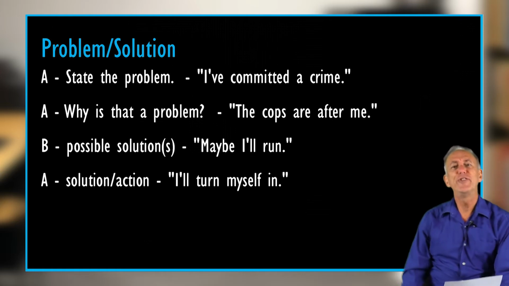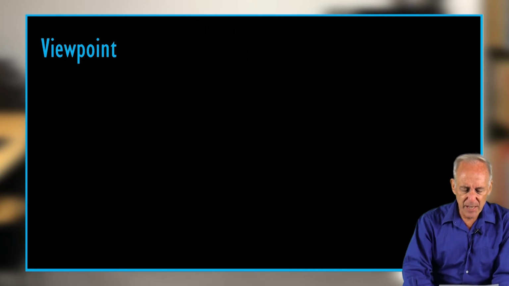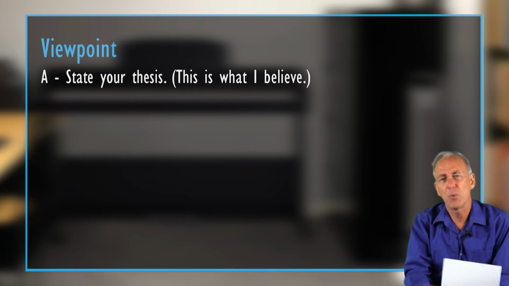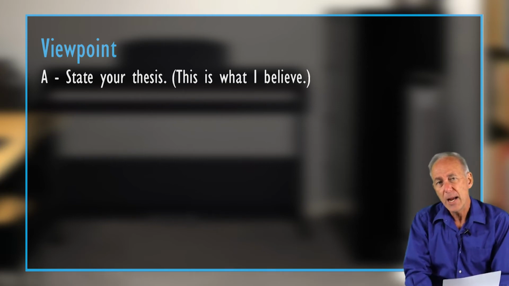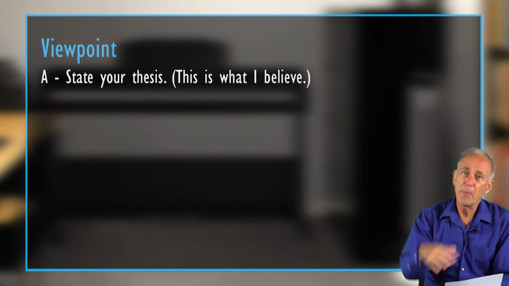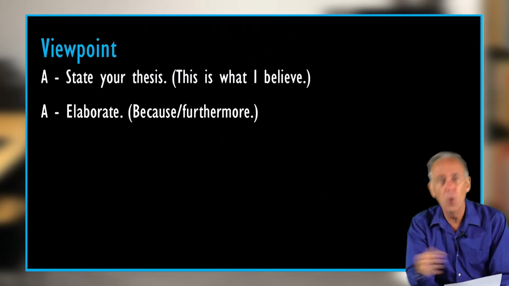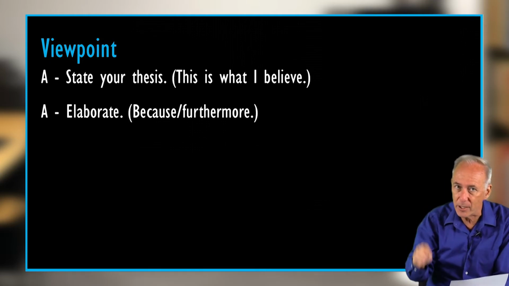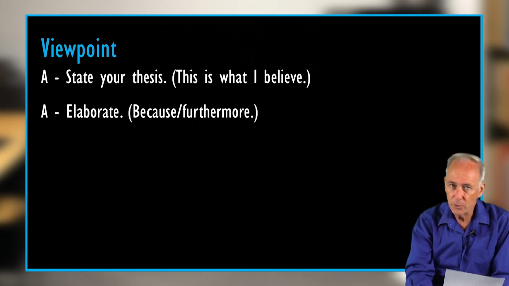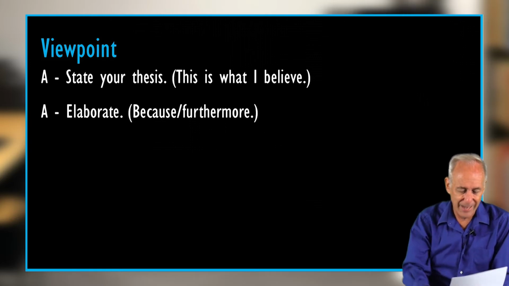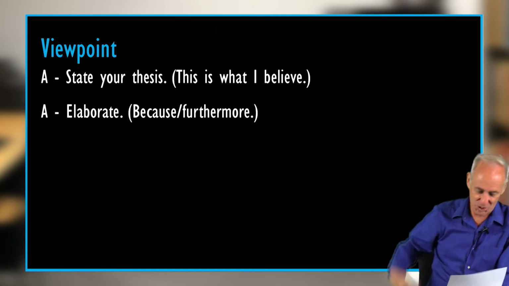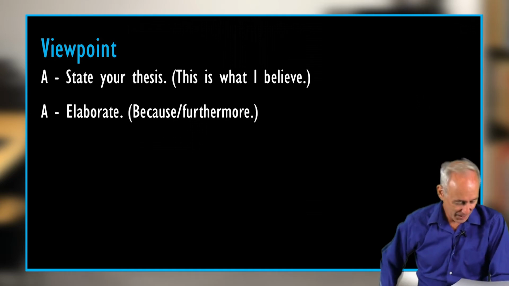There's a progression called viewpoint, in which you basically state your thesis. This is what I believe. I think this. And that will cover the territory of the first A. In the second A, you'll maybe elaborate on that. Furthermore, or this is why I think it. Because, if you stick the word because at the beginning of the second A, you'll see how that stanza will imply furthermore-ness. Furthermore-ness? Yes, don't look it up. It's not in any dictionary. You can have that word.